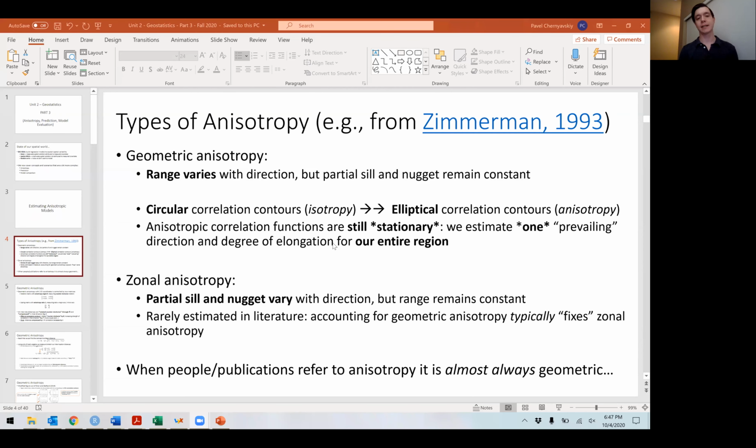Hey everybody, welcome back. Last time we kind of wrapped up isotropic modeling. I showed how to estimate the same model using 3 different R packages, and also showed how to triangulate what the likelihood-based model tells you and what you can see based on a variogram.